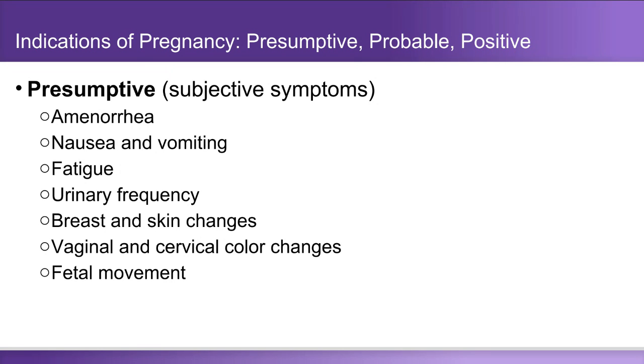Breast and skin changes, and even vaginal and cervical color changes can also happen, especially with hormonal changes. And even fetal movements sometimes might be reported when it's actually just gas. So again, these presumptive signs are things that the woman's feeling that may be an indicator that she's pregnant, but it's the most unreliable indicator of pregnancy.